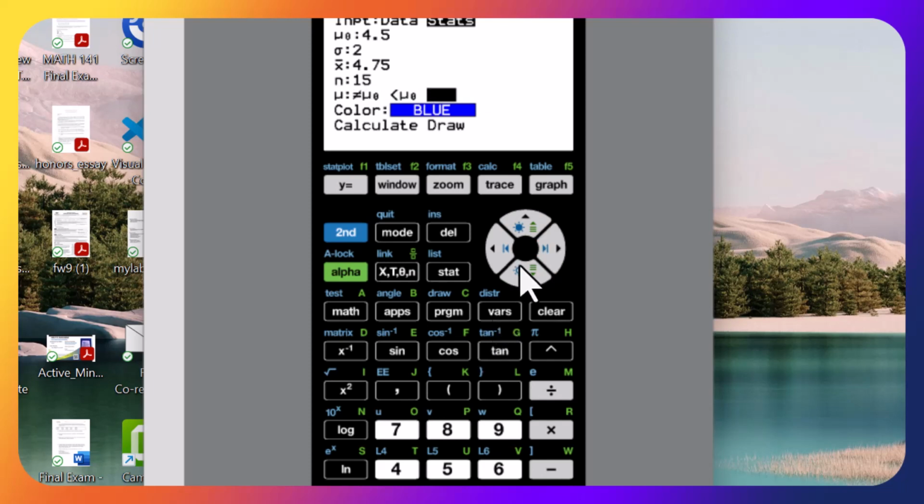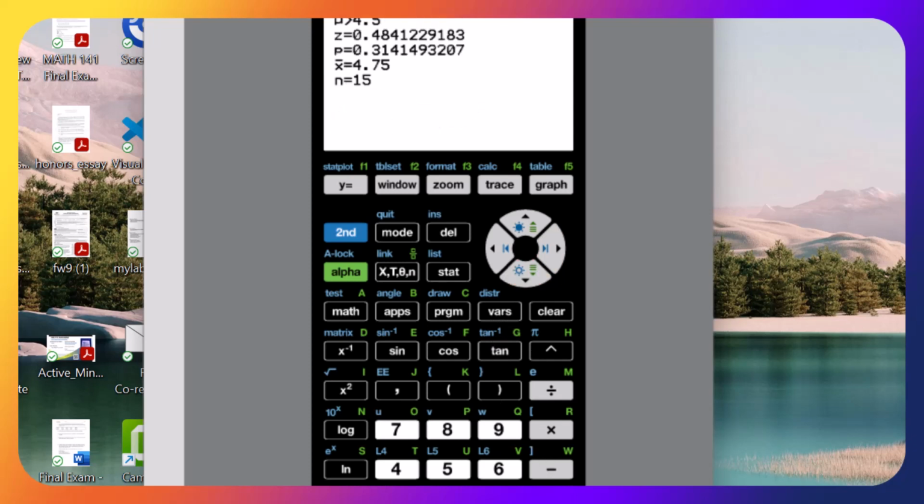And now you guys, you can see this in action. I'm going to do calculate for you. So z is 0.48, and look at the p-value, it is 0.3141, which is bigger than alpha. That means you fail to reject the null hypothesis, and your conclusion will be there is not enough evidence to support the claim that the mean is higher, which is more than 4.5.